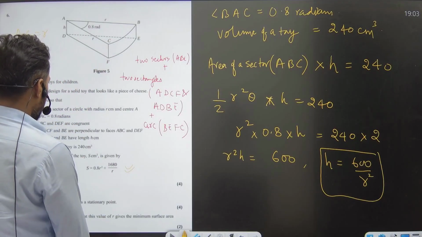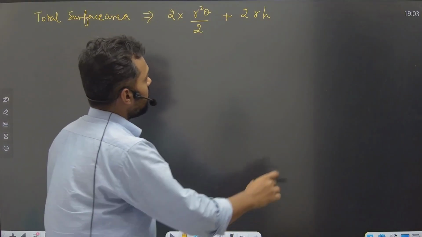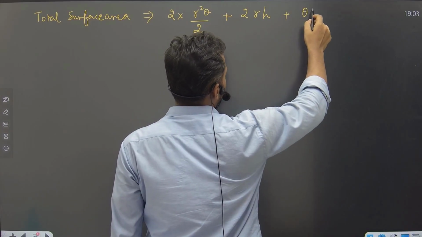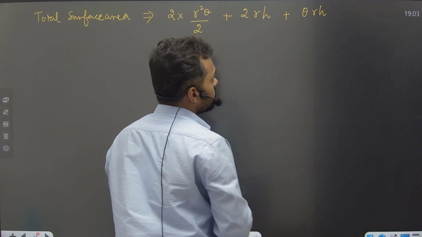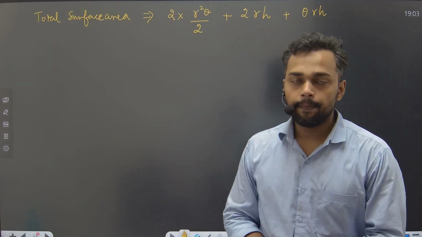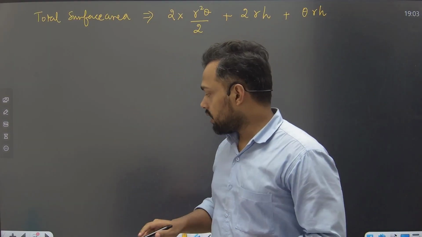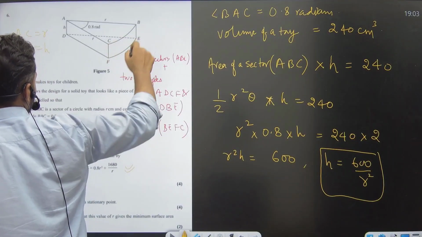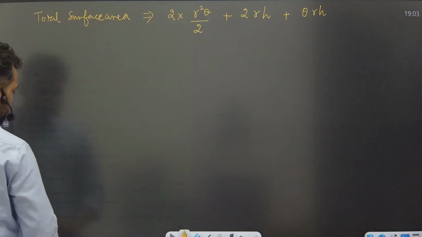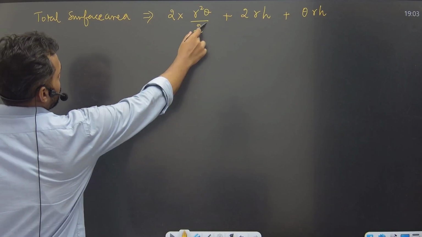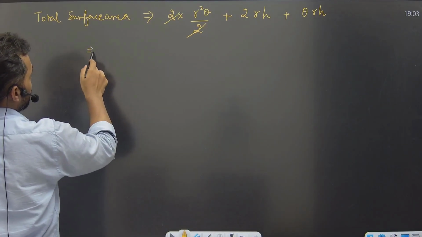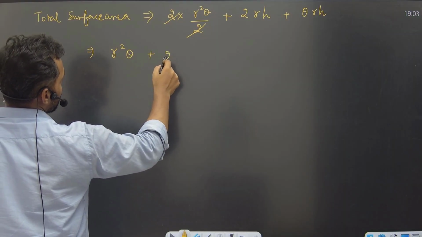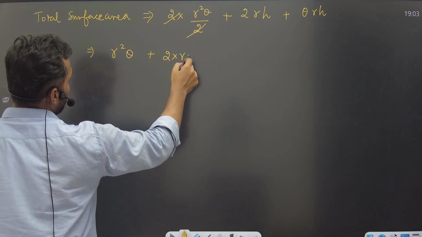So what is the area, student? The area of an arc will be given by theta into r into h. This is the area of the arc BEFC. Now this 2 and this 2 got cancelled. So what will be the remaining part? r square theta plus 2 into r into h.